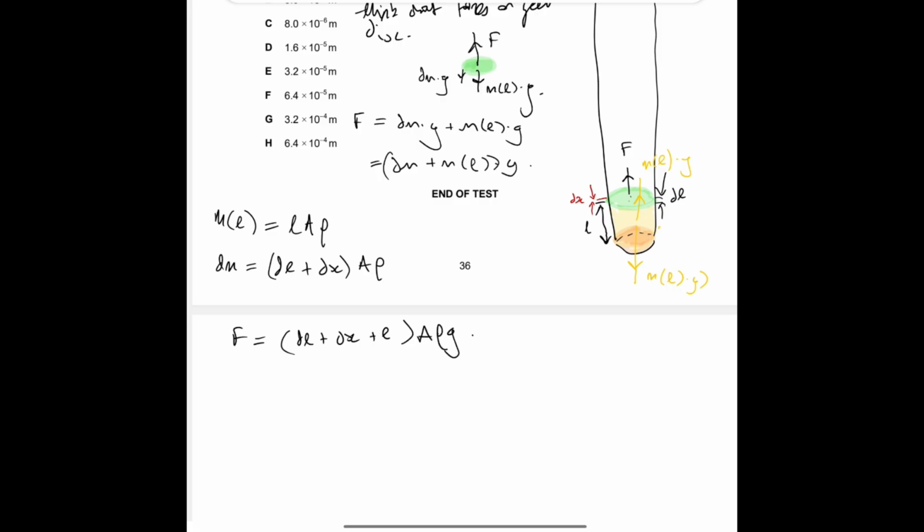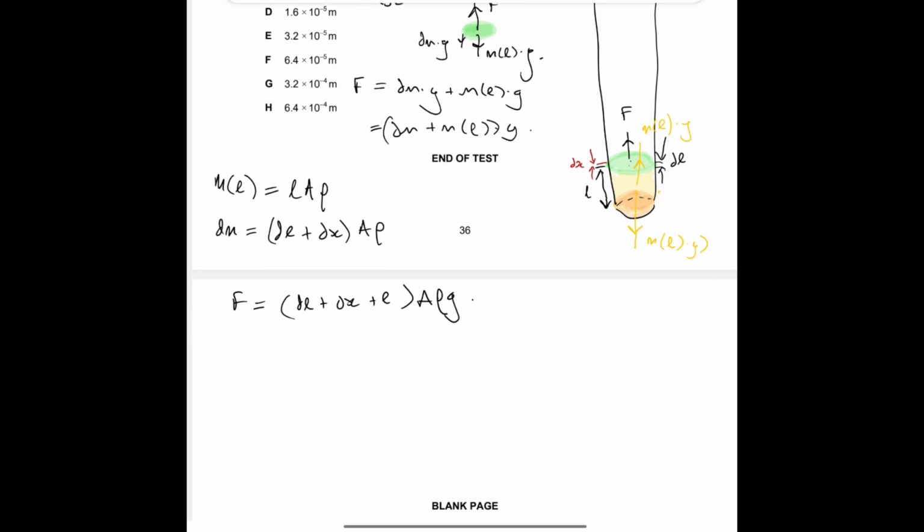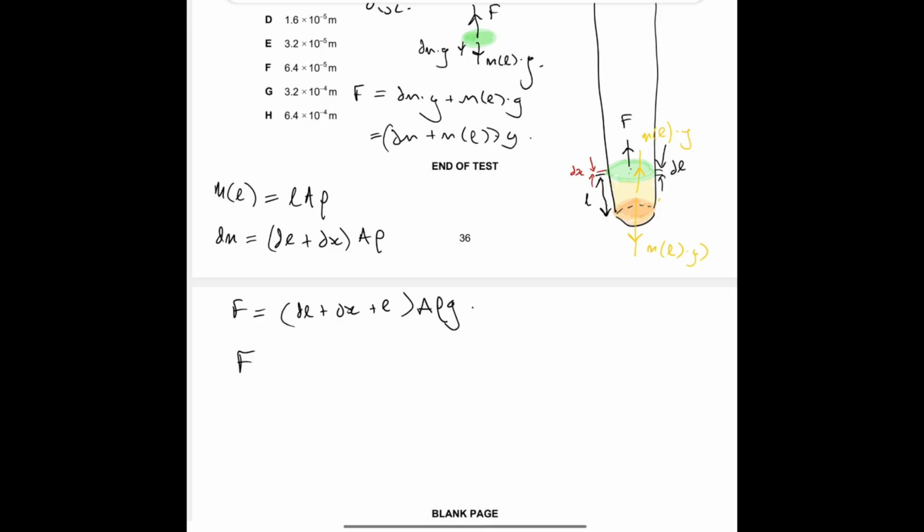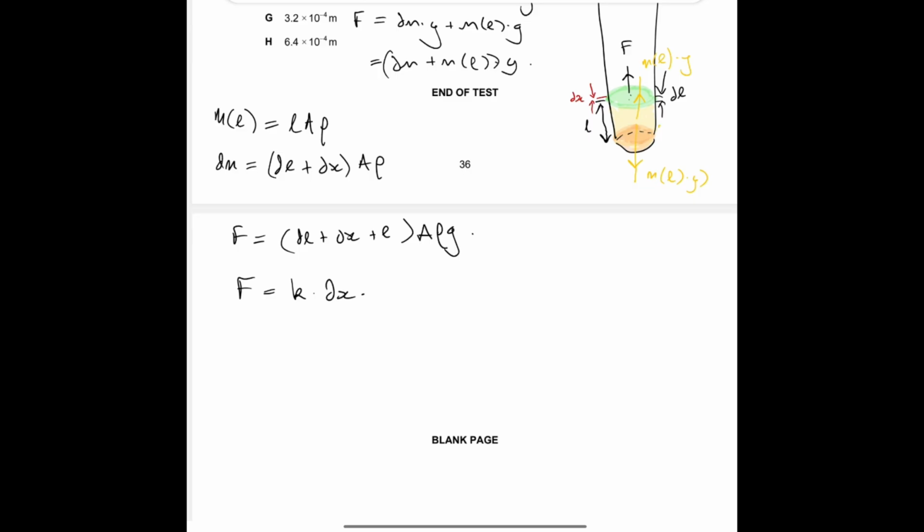Okay, and now let's think more about this. What we know is that the tension force in this green section is F, and because this obeys Hooke's law, K is going to be some constant, we'll call it the spring constant, times the extension of this section, which is dx. So we get F equals K dx.